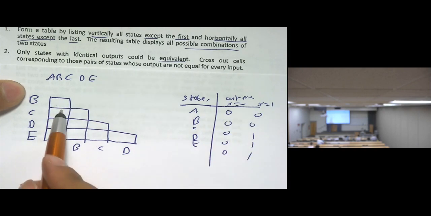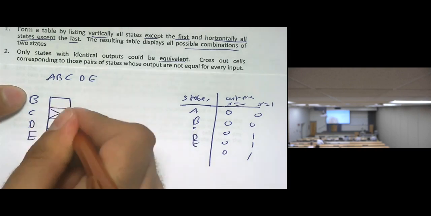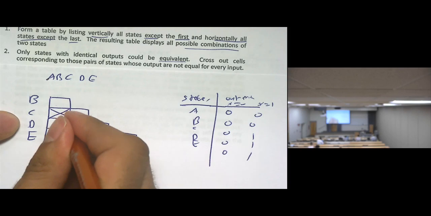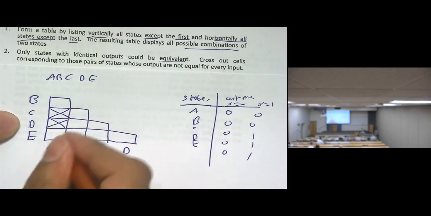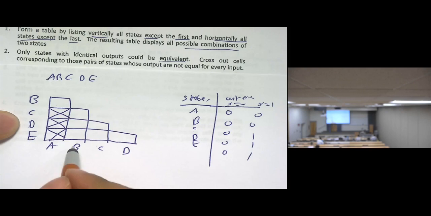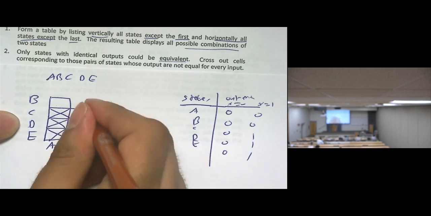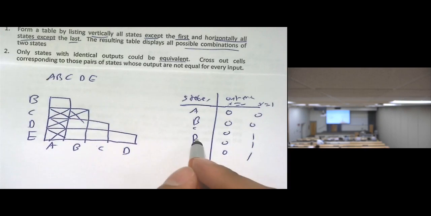Yes. Does A and C have the same outputs? No. Cross it. Does A and D have the same outputs? No. Cross it. Does A and E have the same outputs? No. Cross it. Does B and C have the same outputs? No. Cross it. Does B and D have the same outputs?